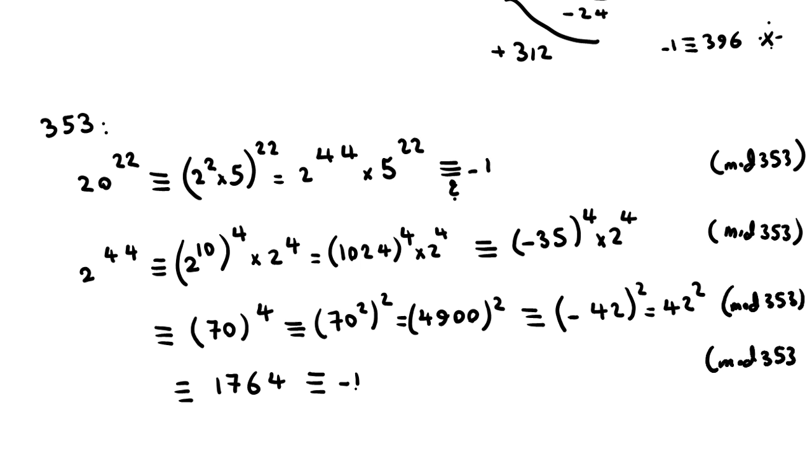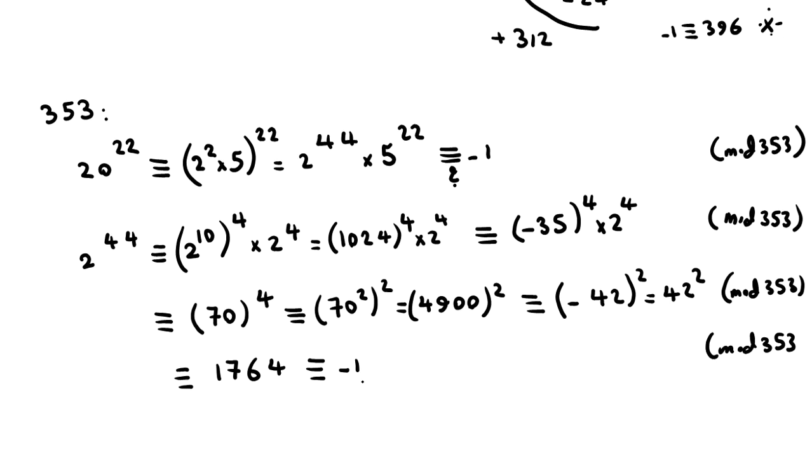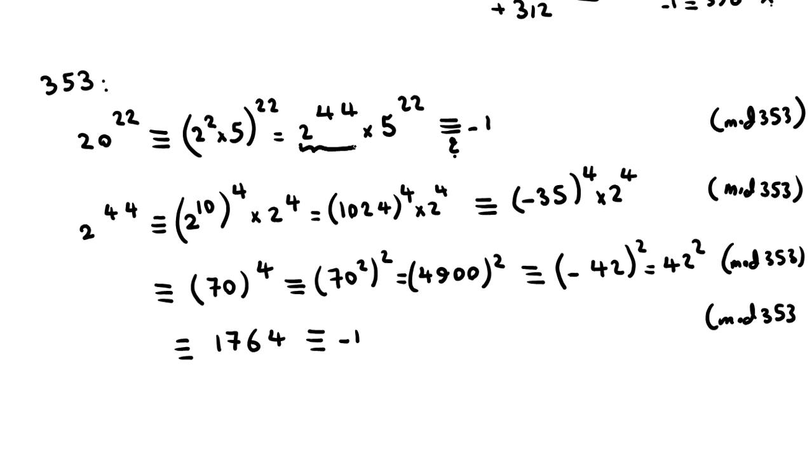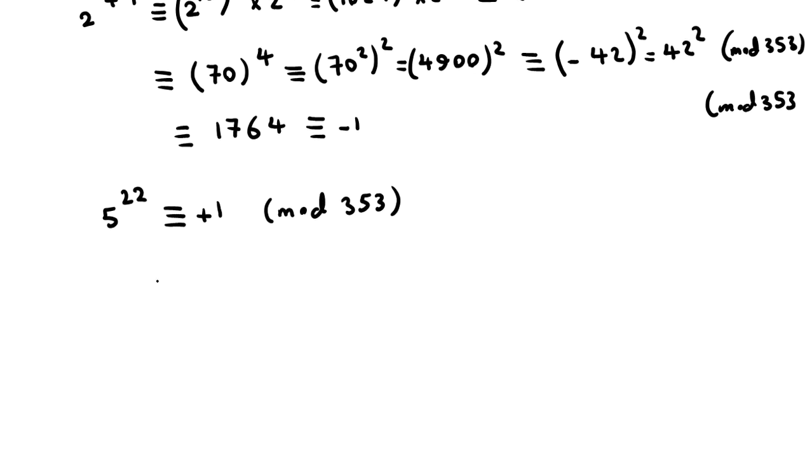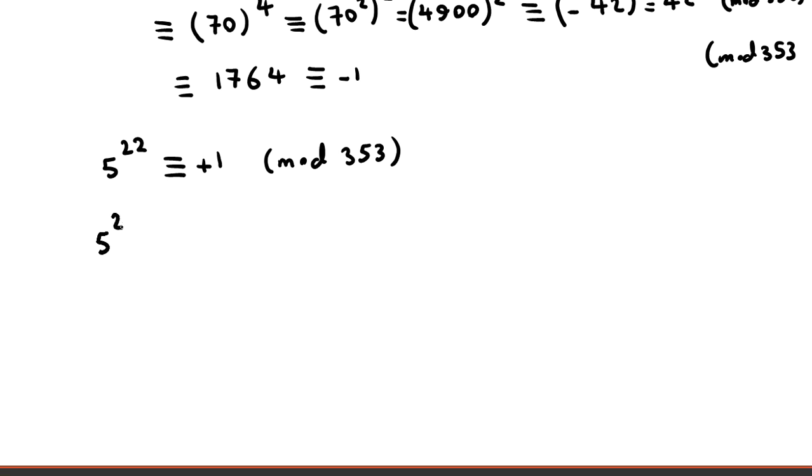So here, because it is negative 1, we conclude that this part we've calculated is negative 1. So we conclude 5 to the power of 2020 should be plus 1. So that plus 1 times negative 1 will be negative 1 mod 353, that is a prime number. So we want to prove by contradiction that it is impossible. So it is a multiple of 353.